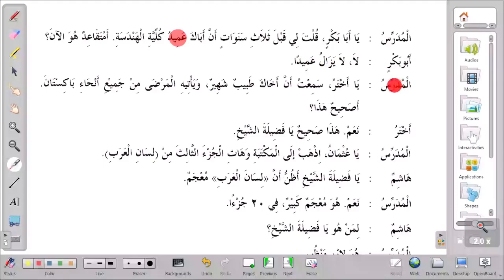Al-Mudarrisu, the teacher says, Ya Akhtaru. Ya Akhtaru is talking to Akhtar. Sami'tu anna akhaka, I heard that your brother, tabibun shahirun, is a famous doctor.